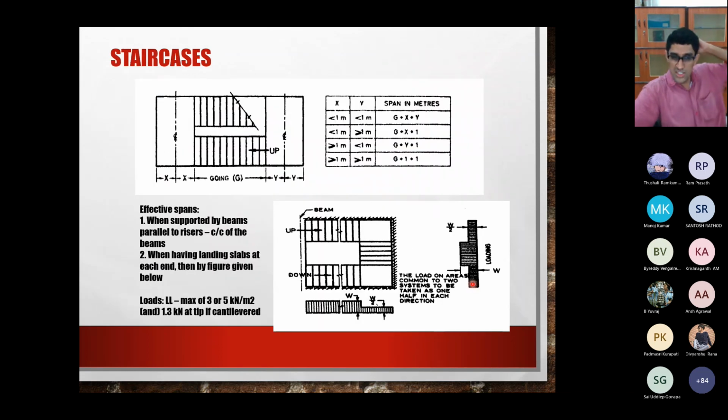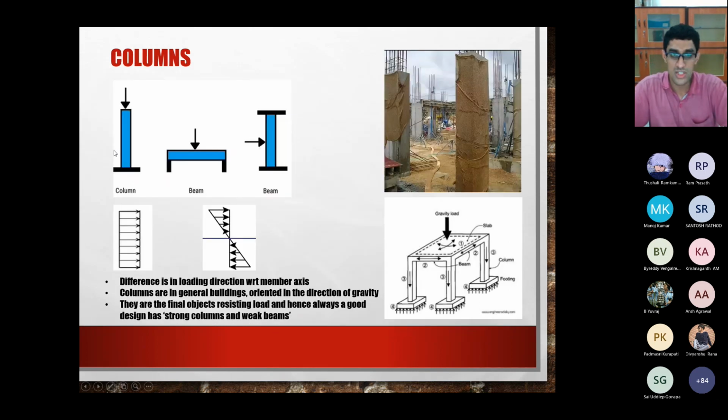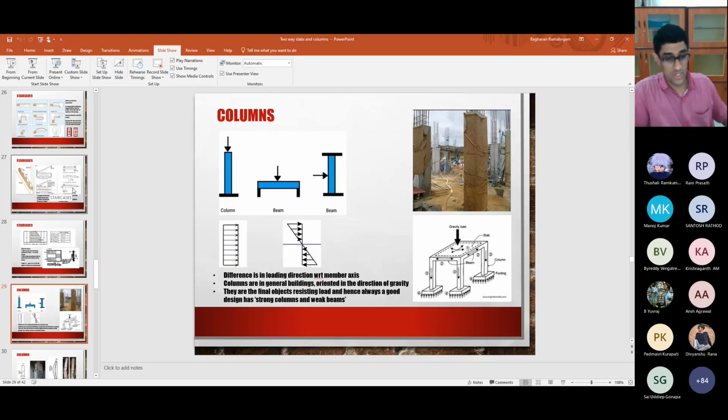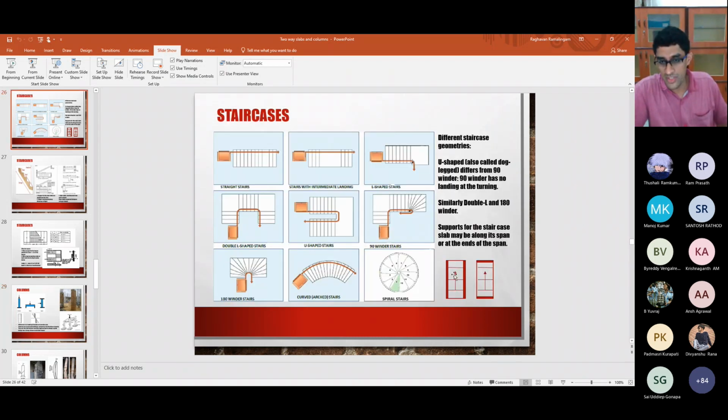This is the only thing that needs to be covered in staircases, nothing else. Otherwise, the design of a staircase slab is very similar to the design of a one-way slab. Depending on whether it is supported this way or that way, you will have some differences in the way of design. Otherwise, there is no big difference.